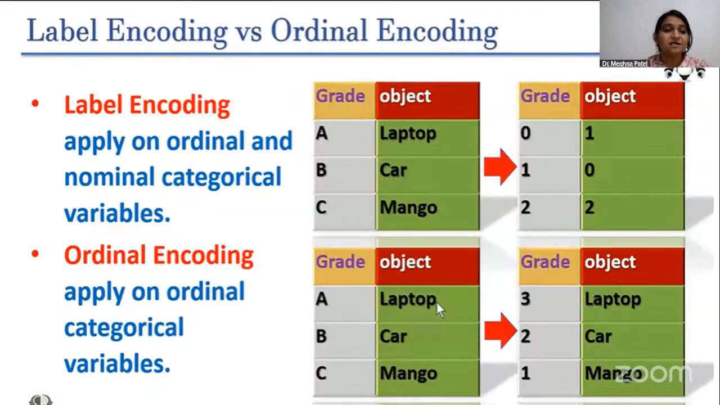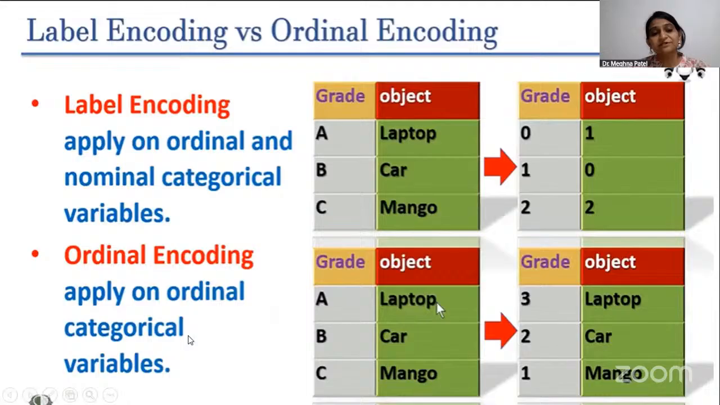Label encoding. There are two types of categorical data, nominal and ordinal. Nominal data means labels. When label encoding works on nominal data, it works based on the alphabet. So it gives 0 to A, 1 to B and 2 to C. Here it gives 0 to C because it works on alphabetical order. So this is how label encoding works.